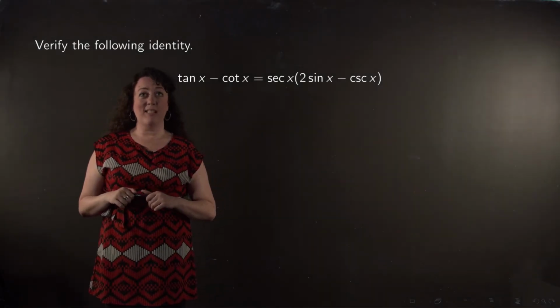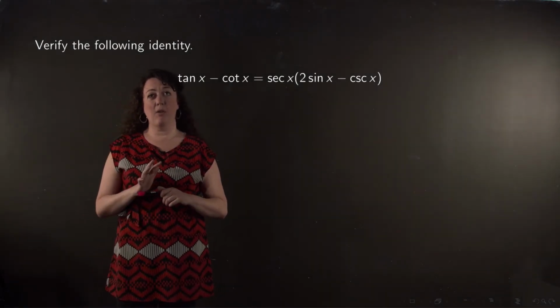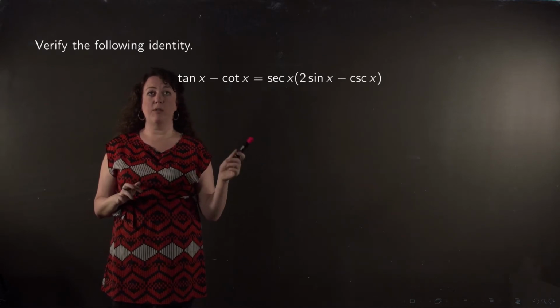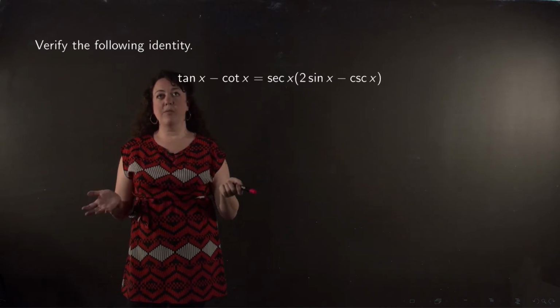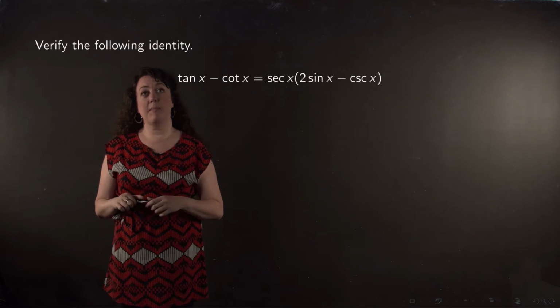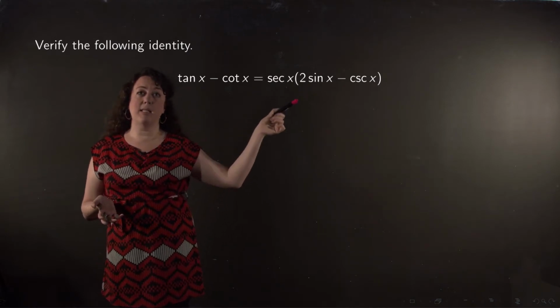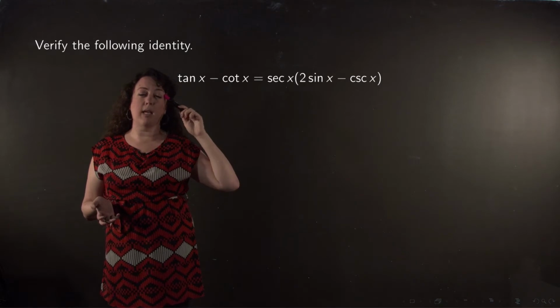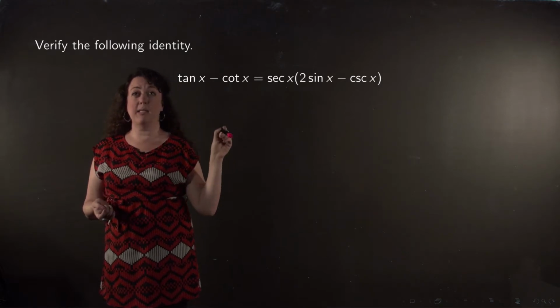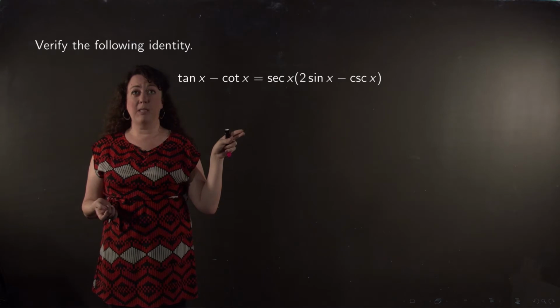Okay, again, verifying this identity, we have tangent minus cotangent equals secant times 2 sine minus cosecant. Pick whichever side you want to start with. It doesn't really matter. What I notice is that I have a secant times a sine. If you think through what that's going to look like, that's 1 over cosine times a sine, which means that's going to turn into a tangent.